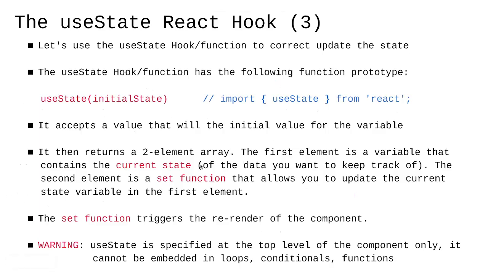Once we have those two pieces of information, the actual state and the set function to update that state, we can go ahead and use those two things to update our state the right way. Now, a bit of warning, and you'll see more of this later on. You can only use the useState hook in specific areas. You'll notice I say top level. That simply means that I cannot put them inside of a loop, or inside of a conditional, or inside of some other function that is inside our component.